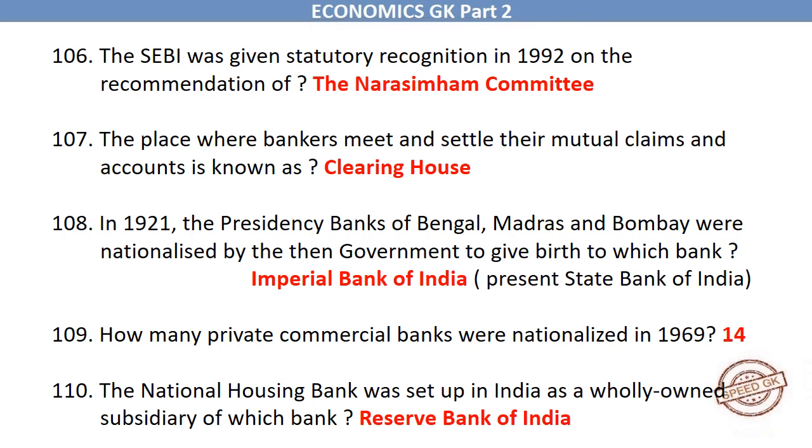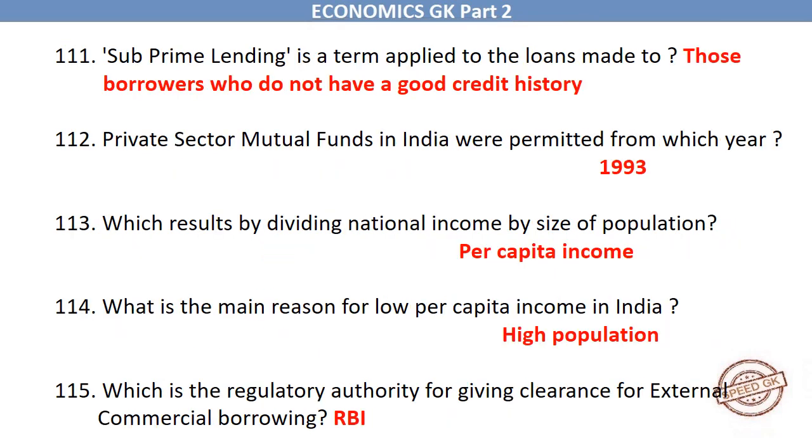In 1921, the Presidency Banks of Bengal, Madras and Bombay were nationalized by the then government to give birth to which bank? Imperial Bank of India, present State Bank of India. How many private commercial banks were nationalized in 1969? 14. The National Housing Bank was set up in India as a wholly owned subsidiary of which bank? Reserve Bank of India.